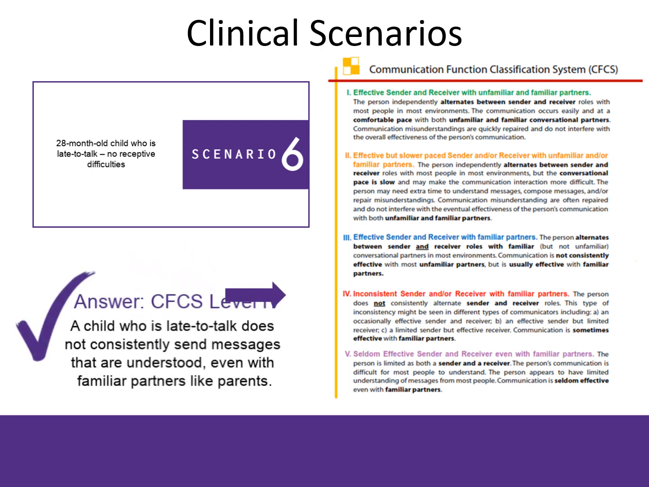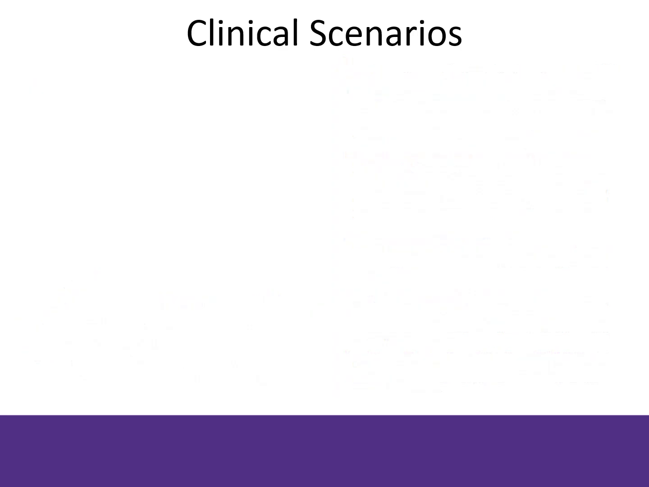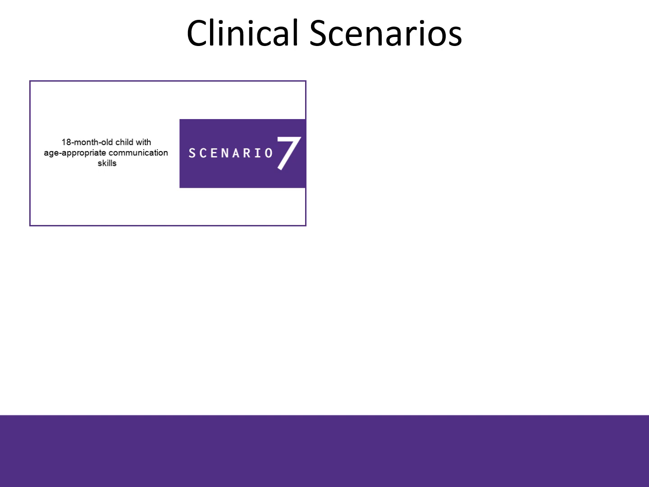This child should be classified as CFCS Level 4. A child who is late to talk does not consistently send messages that are understood, even with familiar partners like parents. Scenario 7. An 18-month-old child with age-appropriate communication skills.